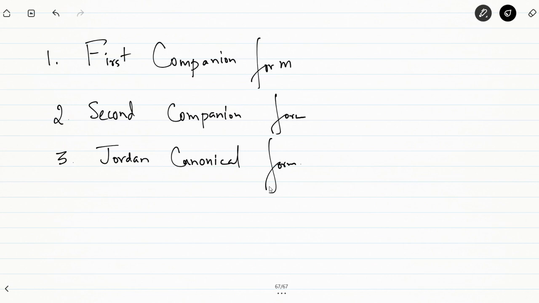So we'll be studying three useful forms that are going to help us in reducing the state space modeling approach, making it easy for us to do the analysis of state space models. So that will be covered in the next lecture. That's all for this.